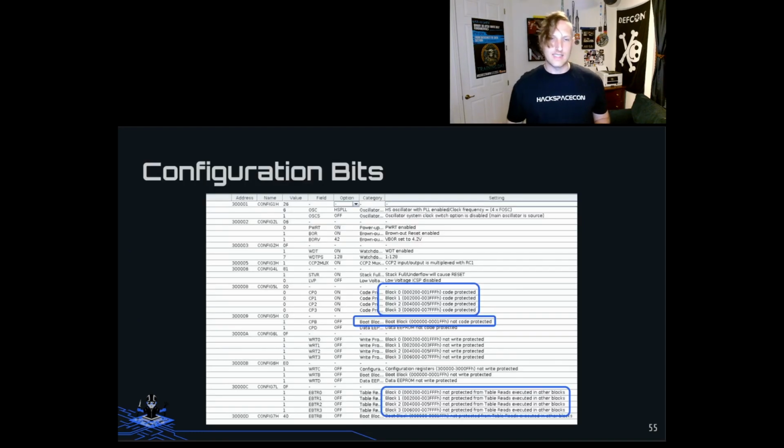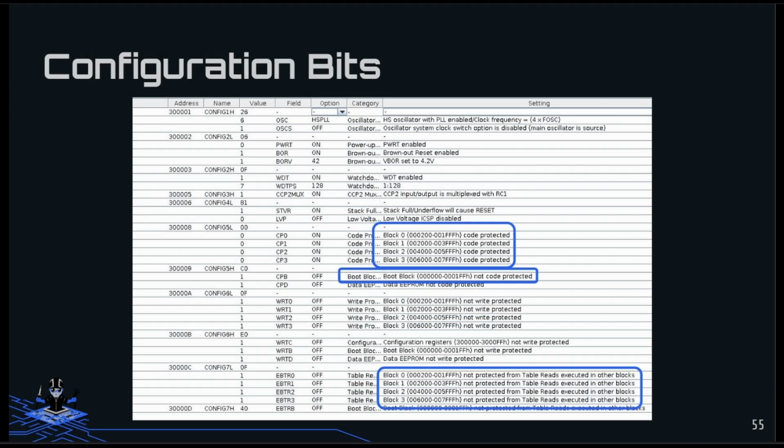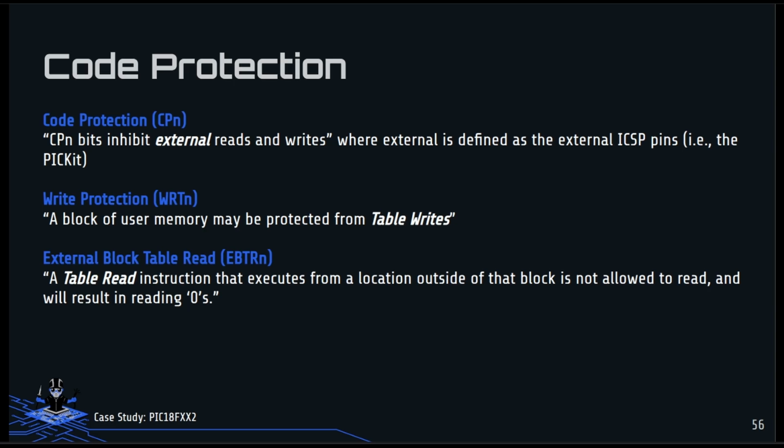If we look at an example of a real-world target, we can extract the configuration bits using a vendor-provided tool, the PICkit 3. And we can see here, according to the highlighted blocks, that the boot block is not code protected, but blocks 0 through 3 are code protected. Additionally, there are some comments there about it not being protected from table reads executed in other blocks.